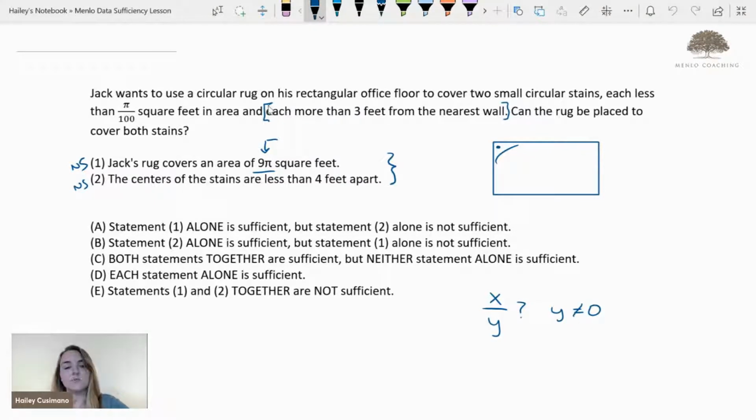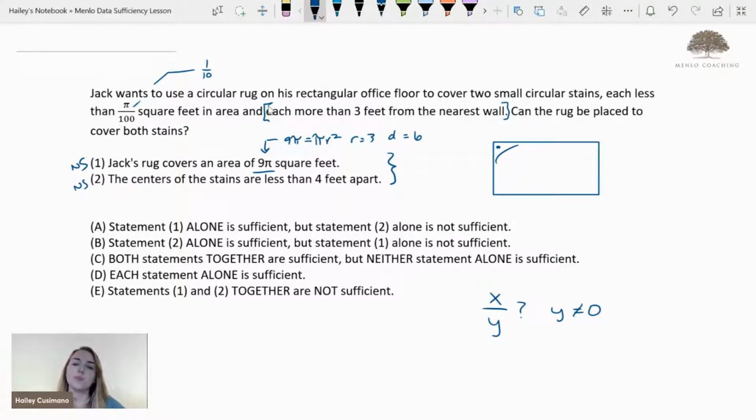And in this case, we can solve pretty quickly without a ton of foundational geometry for that radius. Again, if 9 pi equals pi r squared, well, then we know that the radius is going to be equal to 3. And thus the diameter is equal to 6. And if you wanted to, you could actually do the same thing for these teeny tiny stains in the question stem. And applying the same formula would get us to a radius of 1 over 10.